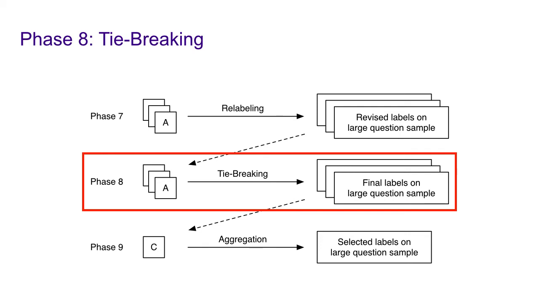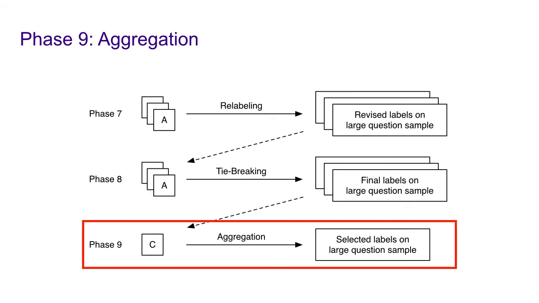In the last phase, the coordinator gathers the final labels of the assessors and aggregates them by assigning a single label to every facet of each question if majority voting leads to a unique label. Otherwise, no label can be assigned.